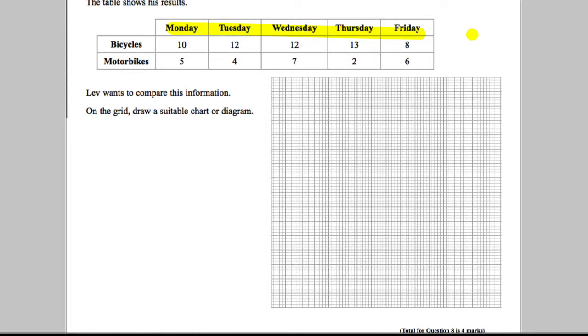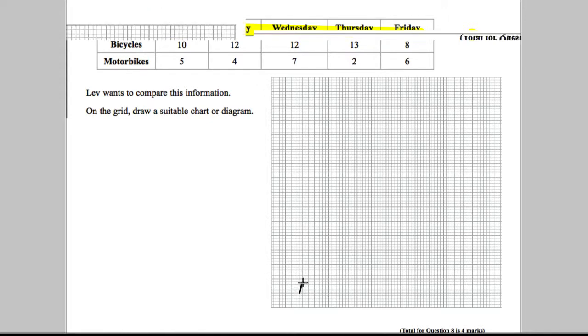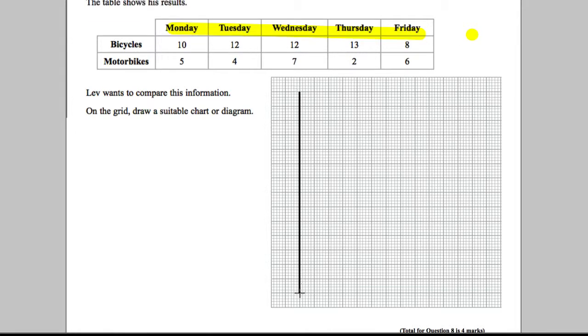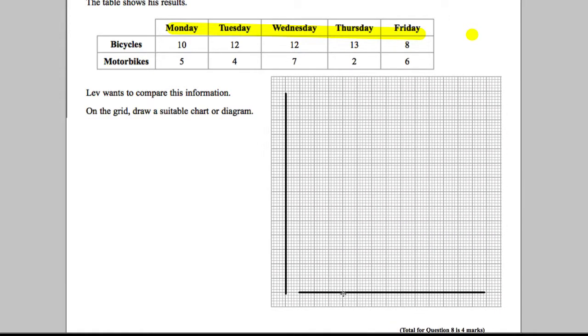So I'm going to draw up the side here. I'm going to at least make sure I can go up 13. So 2, 4, 6, 8, 10, 12 and 14, like that. And we're going to go across as follows, like that. I might even, just to give myself more space, make sure I've got a bit more space on my diagram as follows.